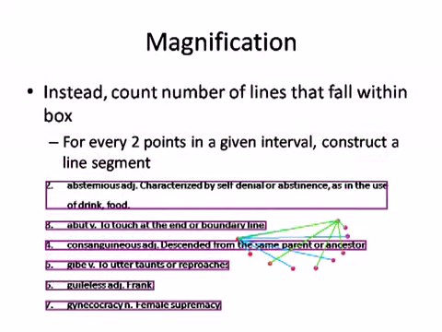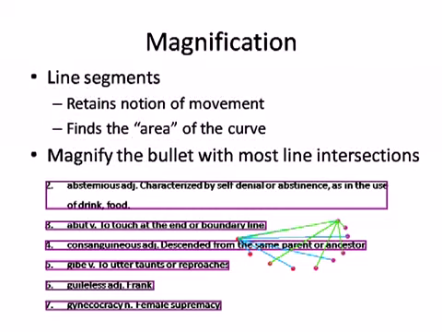We modify the naive algorithm by counting which box has the most laser segment intersections rather than laser points. This is done by creating a line segment between every two laser points in a small time interval. The line segments give us a sense of the path as well as the area of the laser points. For our experiments, they seem to be sufficient in determining which bullet needs to be magnified.